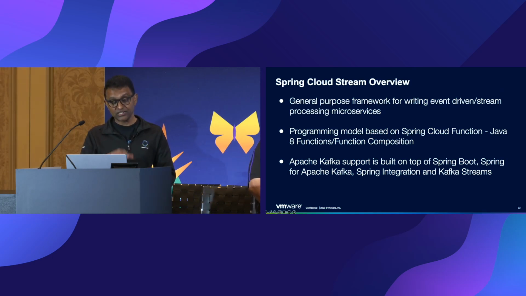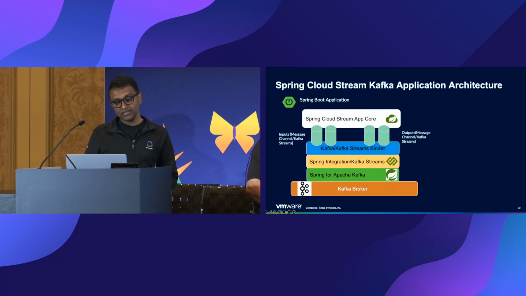So Spring Cloud Stream Kafka support is specifically built on top of Spring for Apache Kafka, and the Spring Integration support that we saw in the previous slides. So it's sitting on top of the messaging channel adapters, as we're going to see in the next slide. So this is the programming or the application architecture for a Spring Cloud Stream application.